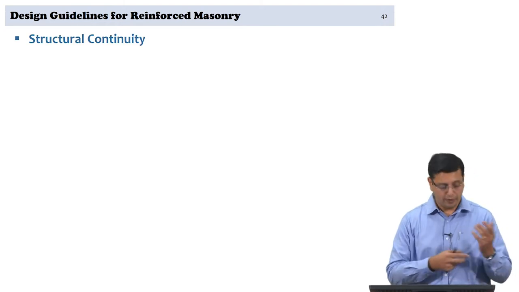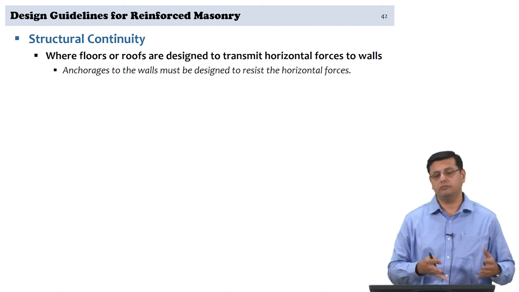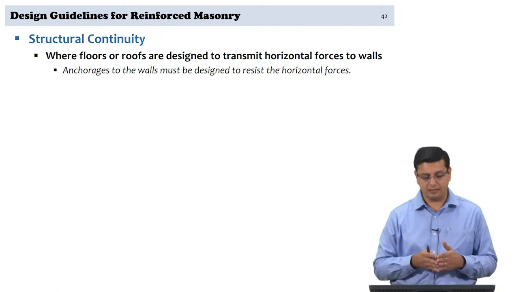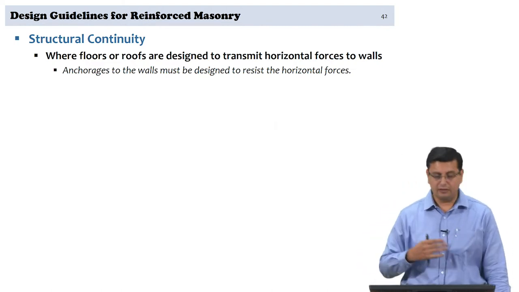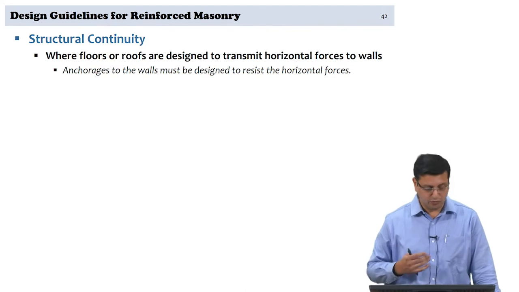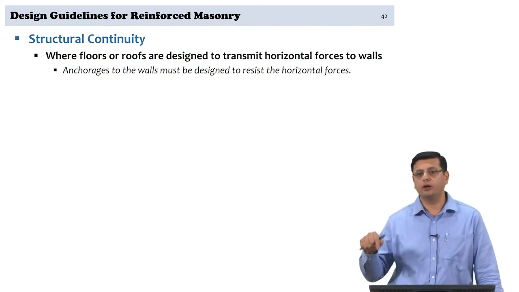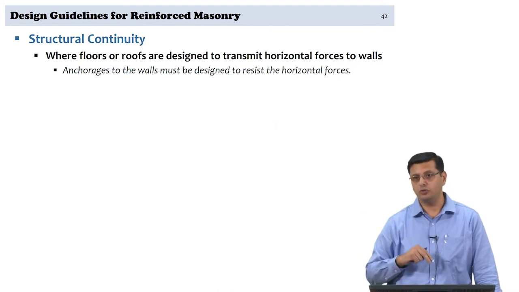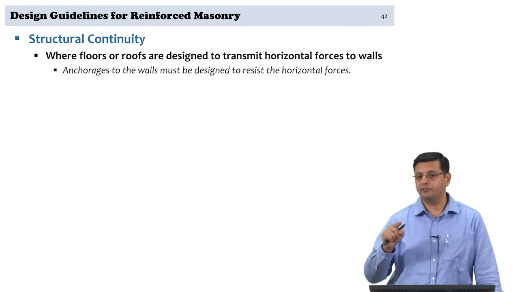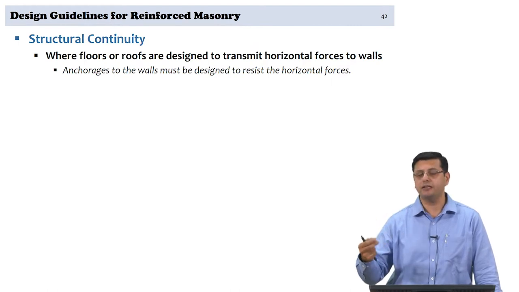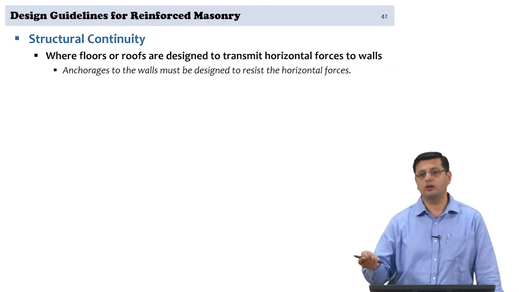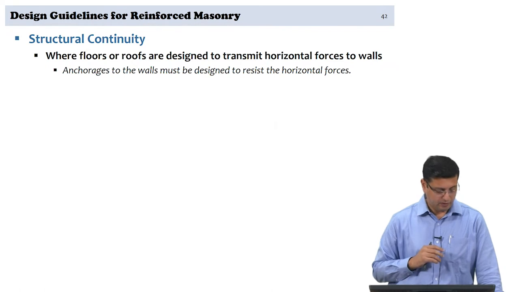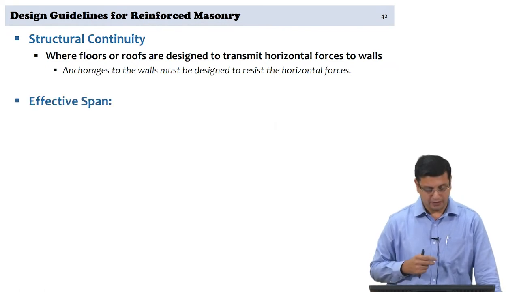Now, wherever there is a requirement from the design perspective for seismic resistance, for earthquake resistance, or need to transmit horizontal forces, even wind forces, you must ensure that the steel reinforcement coming from the wall is adequately anchored to the floor or the roof diaphragms. The detailing has to be done such that enough development length is provided, so that transfer of forces between the horizontal elements and the vertical elements is allowed for by the construction itself.